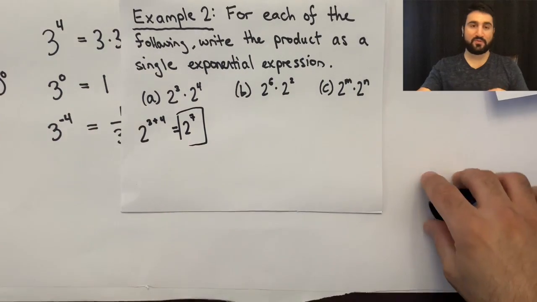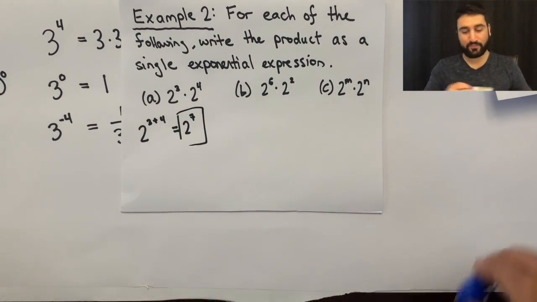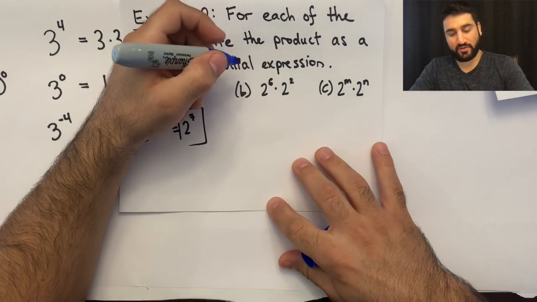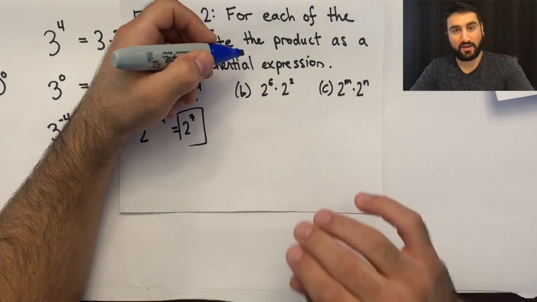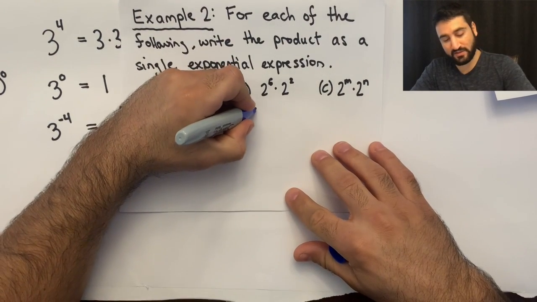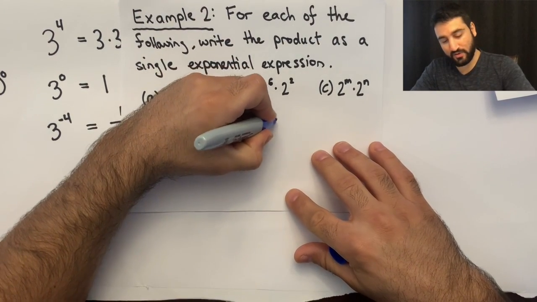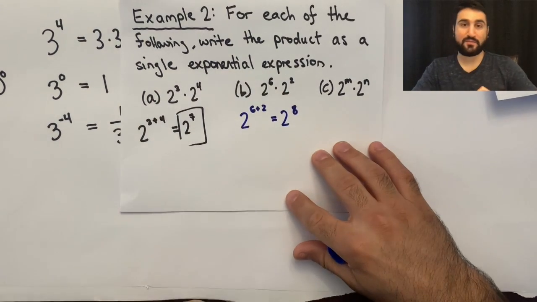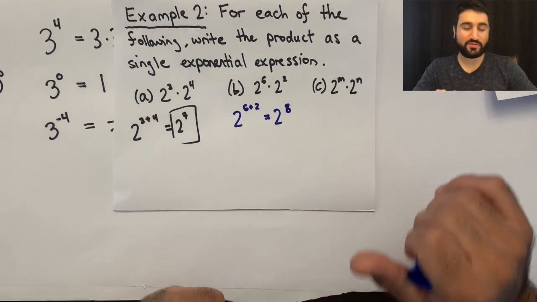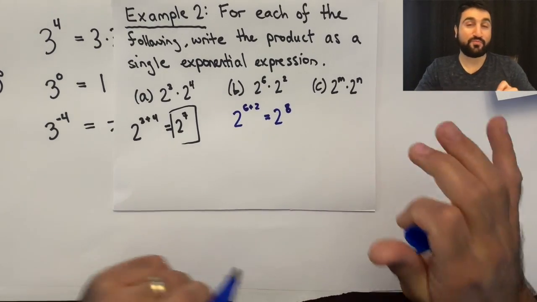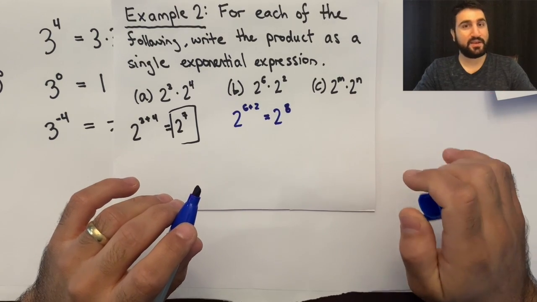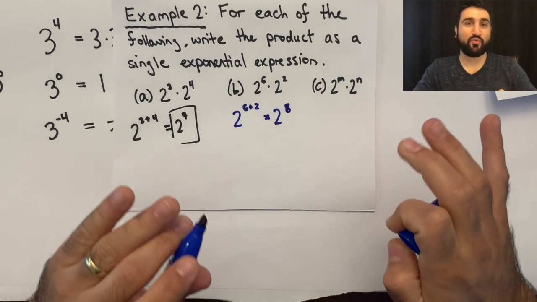Okay, let me use a blue pen here. This is another similar example. So 2 to the 6 times 2 to the 2 is the same as 2 to the 6 plus 2, which is 2 to the 8. Okay. This one looks a lot more confusing, but in reality, you're just using the same rules.